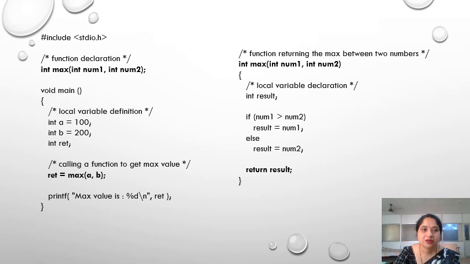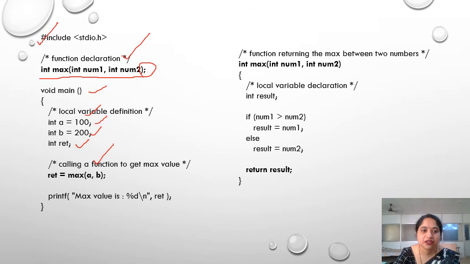Let us take an example of max. So we begin the program with hash include stdio.h. As we said, before the main, we need to write the declaration of the function. So int max, int num1, comma, int num2, ends with a semicolon. Then we write the main, void main, the local variable declarations int a and int b with the values 10 and 20, and int ret, which will hold the returned value, which is the maximum.